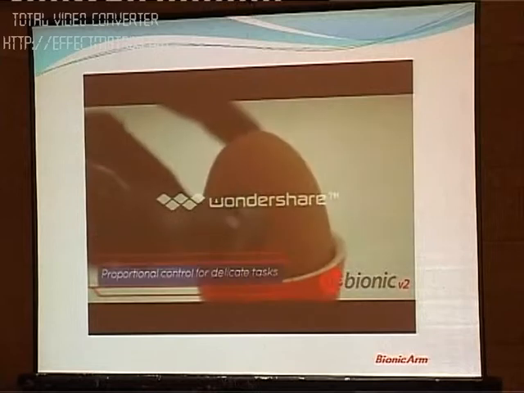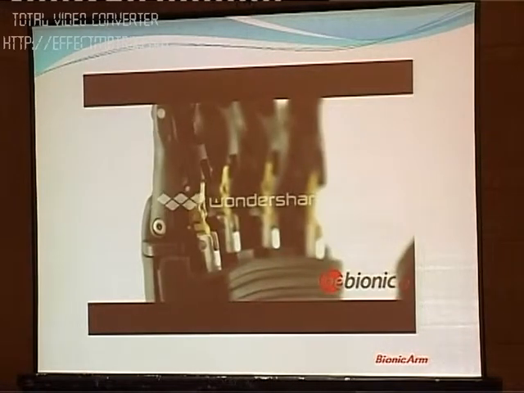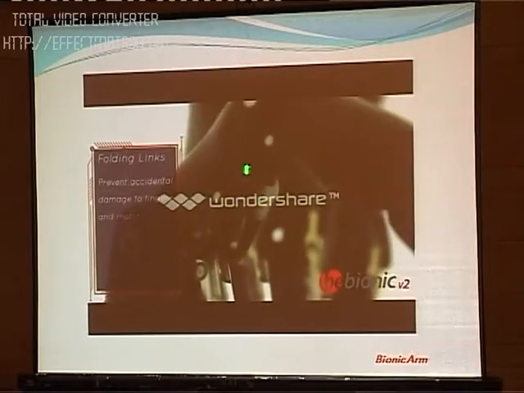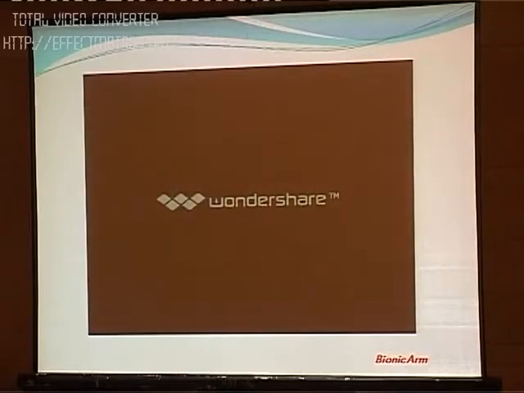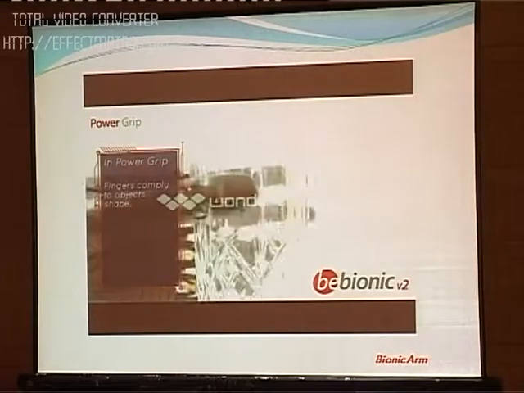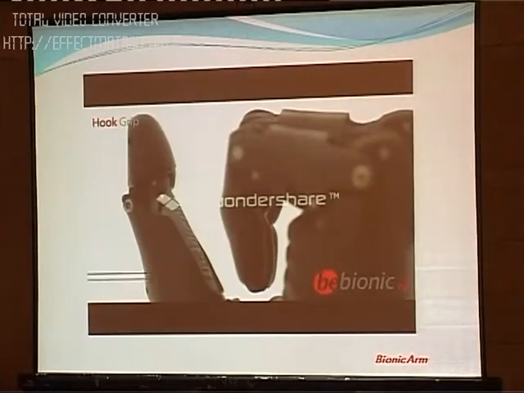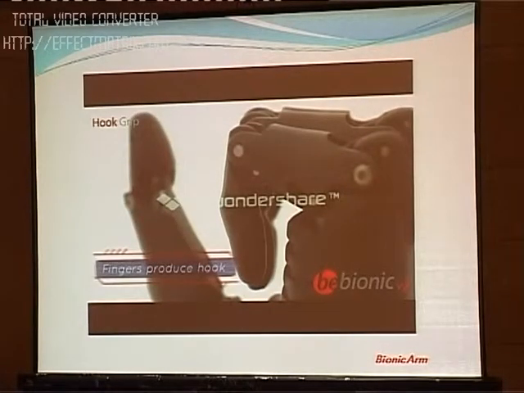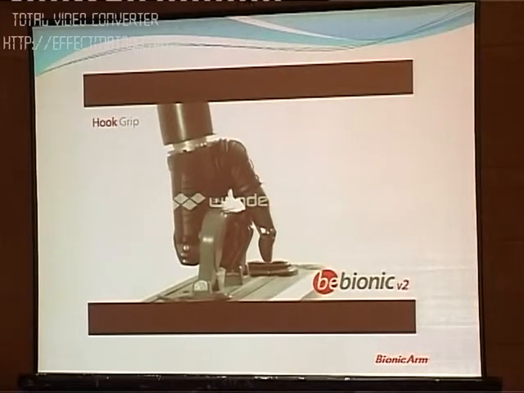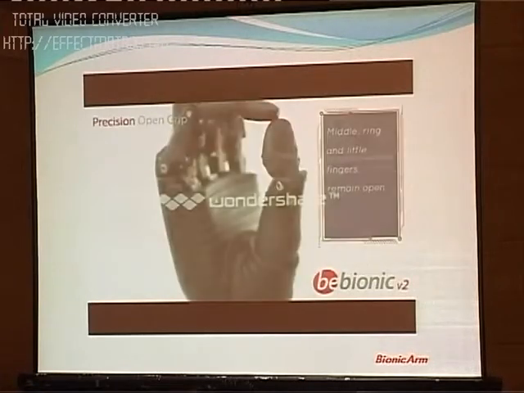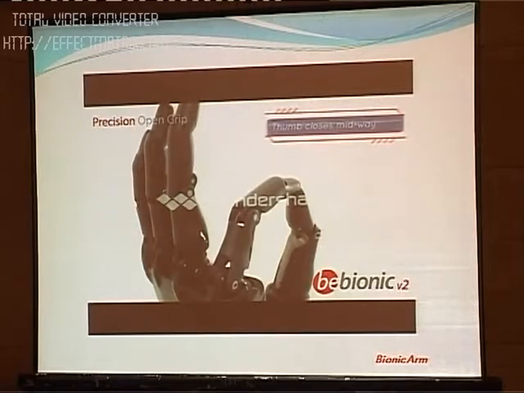With fully proportional speed control, the user can master delicate tasks such as holding an egg. Folding links allow the fingers to flex for natural function and appearance. The B-Bionic hand offers up to 14 grip patterns for versatility and unrivaled performance. In a partially closed power grip, the hook grip is achieved. This is ideal for carrying a shopping bag or briefcase. In precision open grip, the middle, ring and little fingers stay open.